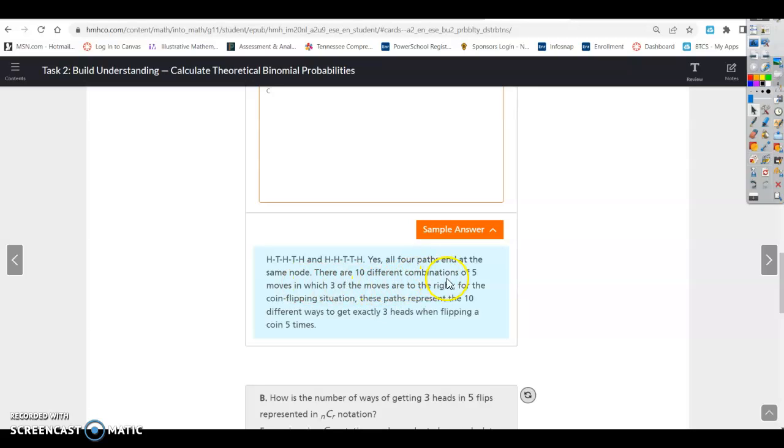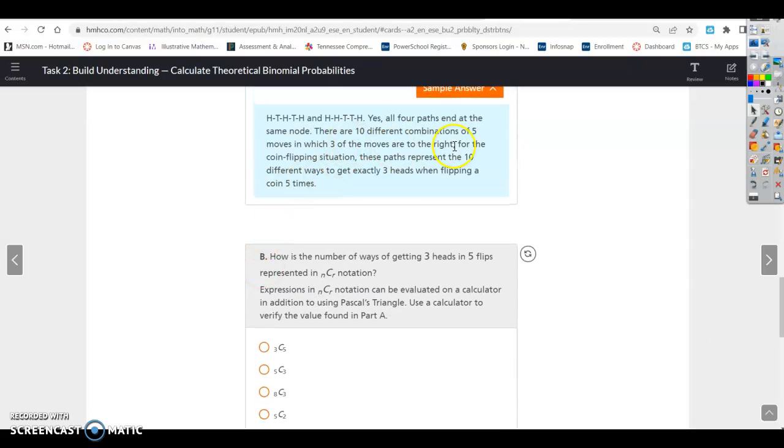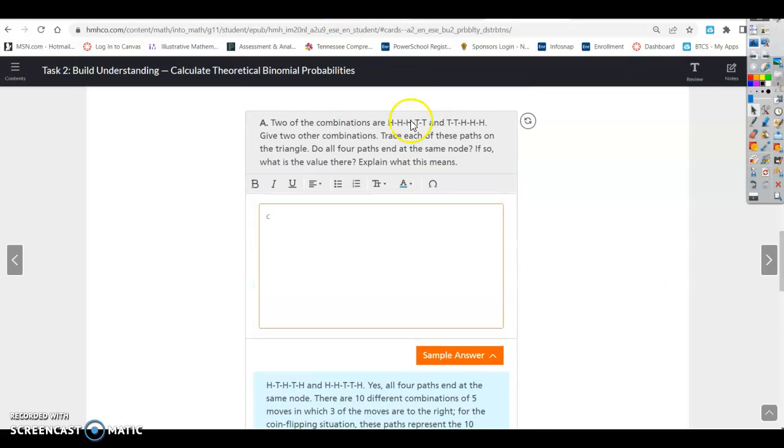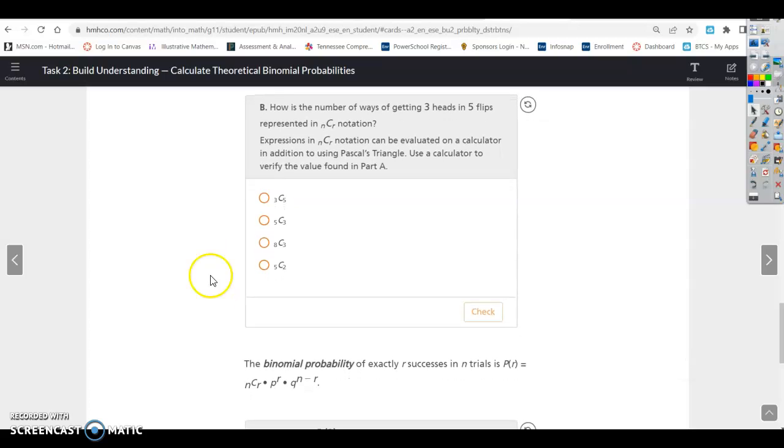There are 10 different combinations, so 10 different ways to get 5 moves in which 3 of the moves are to the right for the coin flipping situation. These paths represent the 10 different ways to get exactly 3 heads when flipping a coin 5 times. So again, this is just 2 examples. The other 2 here make 4, and that means there are 6 other combinations that you could have come up with as well. Now I would like to look at just the formula instead.